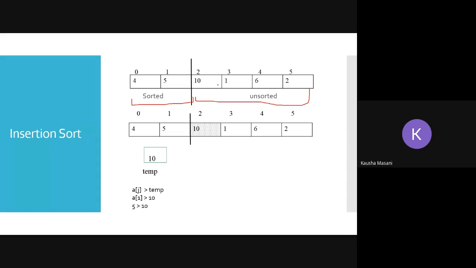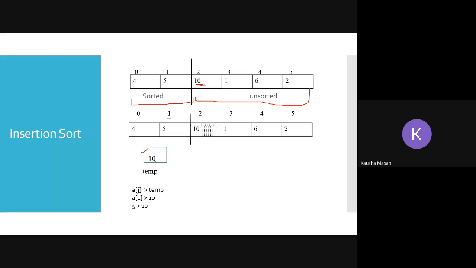Again, you repeat the process. Take 10 into a temporary variable, so it is taken here. So this particular area of 10, or say the index where 10 was, is now empty. Now go and compare temp with this index. We are going to start from the last one in the sorted array, so you compare with 5.